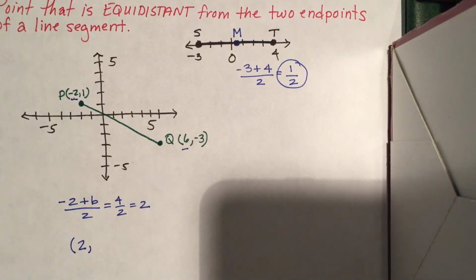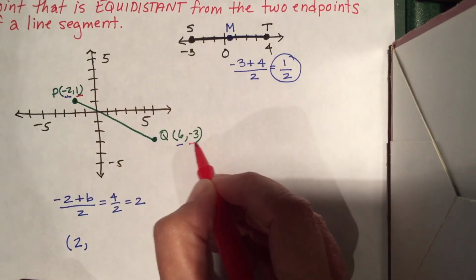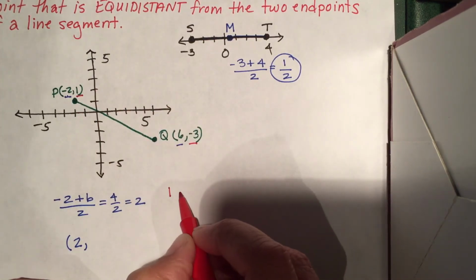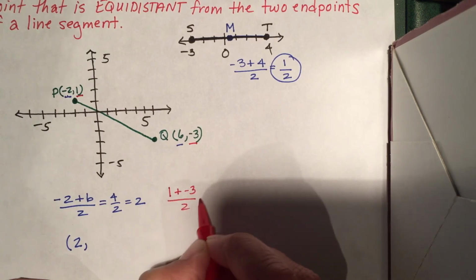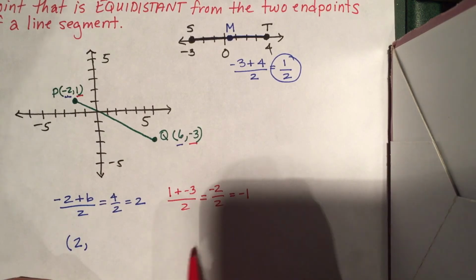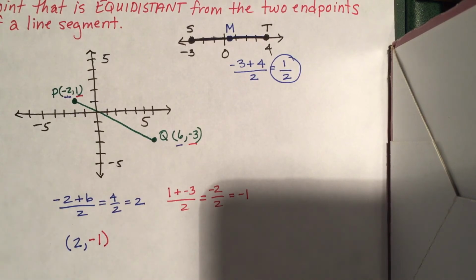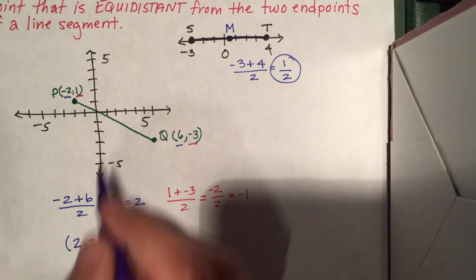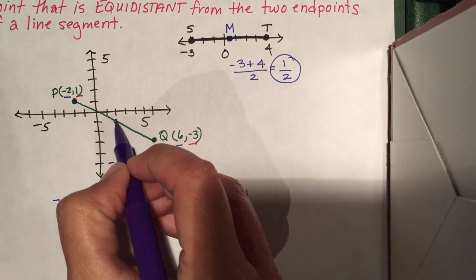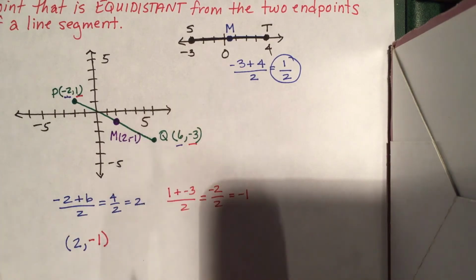So now let's look at the y-coordinate. Well, my y-coordinates are 1 and -3. So I'm going to do 1 plus -3 divided by 2 to find the average. So you're going to get -2 over 2, which is -1. So my y-coordinate of my midpoint is -1. Therefore, I'm going to go on my line, plot my midpoint, and it's at 2, -1. And if you look at that, it actually looks like it's right in the middle. So that came out pretty well.